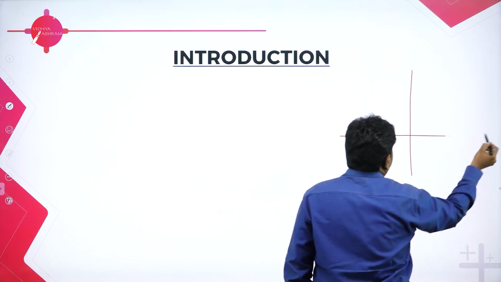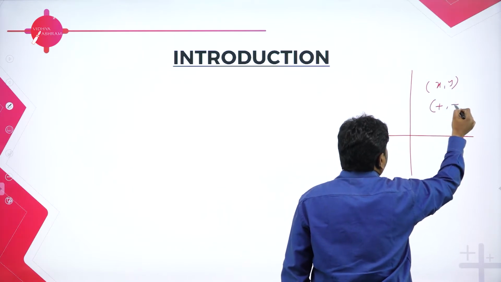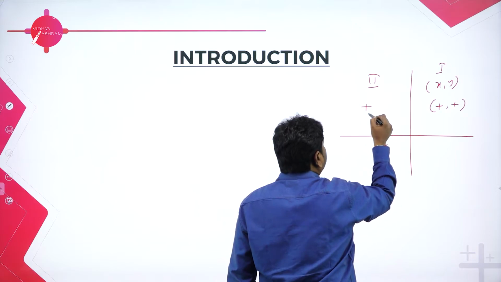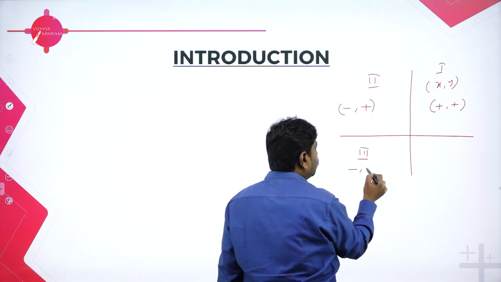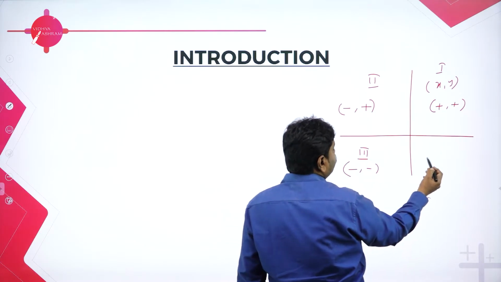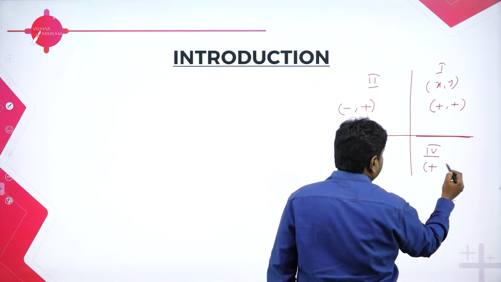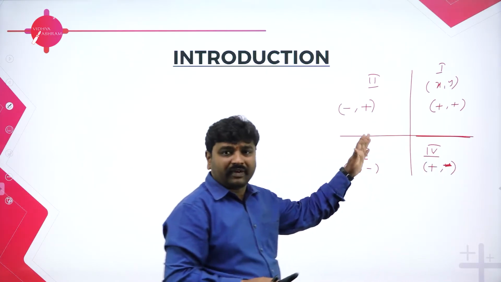A point in 2 dimensions has x and y. If both are positive, it is in which quadrant? First quadrant. In the second quadrant, x is negative and y is positive. In the third quadrant, both are negative. In the fourth quadrant, x is positive and y is negative. So this you have already learned.